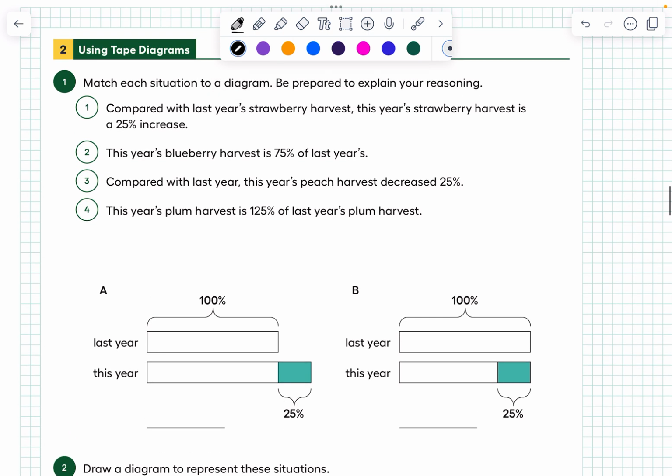Okay, number 1 says compared with last year's strawberry harvest, this year's strawberry harvest is a 25% increase. So an increase means to add. If we're talking about the OG, the percent for the OG is always 100%. And for the new, it's an increase over the 100%. So 100% plus 25% is equal to 125%.